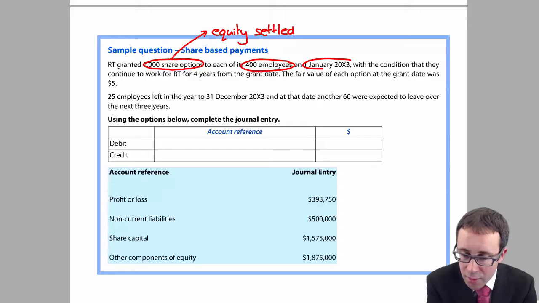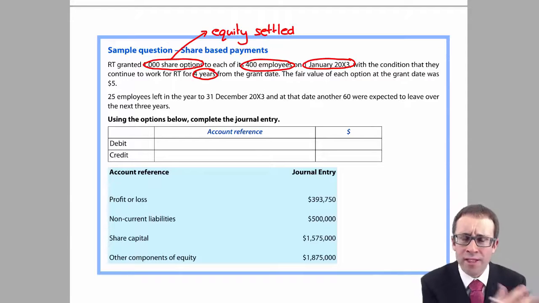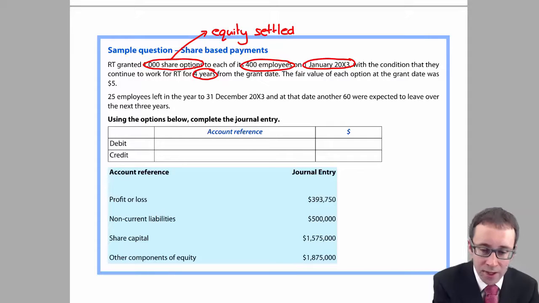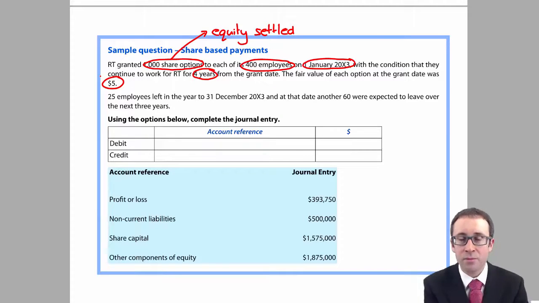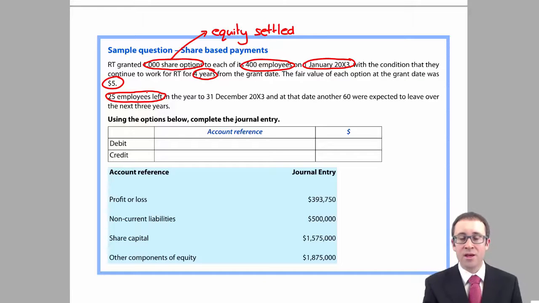That was on the 1st of January X3. And here, ever so slight change, 4 years. I think all the examples we've done so far have been 3 years, but here it's 4. The fair value of each option at the grant date was $5, but we need to then think about the number of employees and the expected number of employees that there will be at the end of 4 years. So at the end of our first year, it says 25 left in the year to December 20x3. So they've gone. They're never going to go through and receive the options at the end of the vesting period. So we'll need to remove those from our estimate.